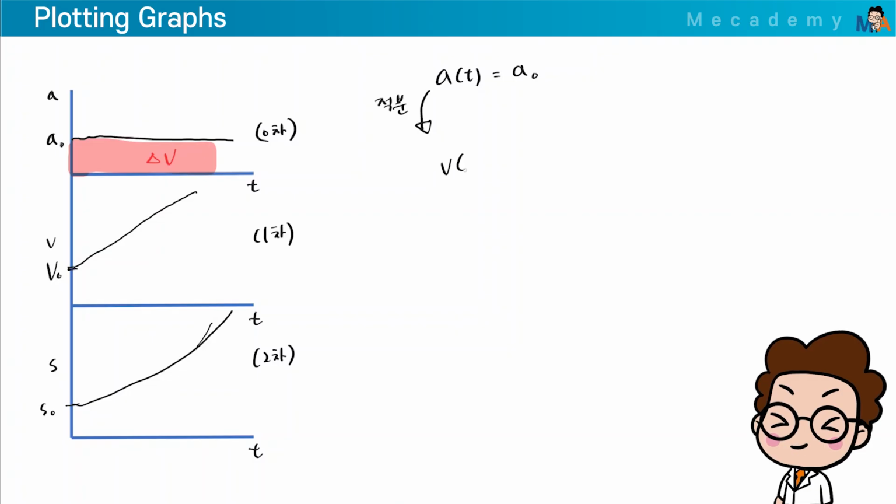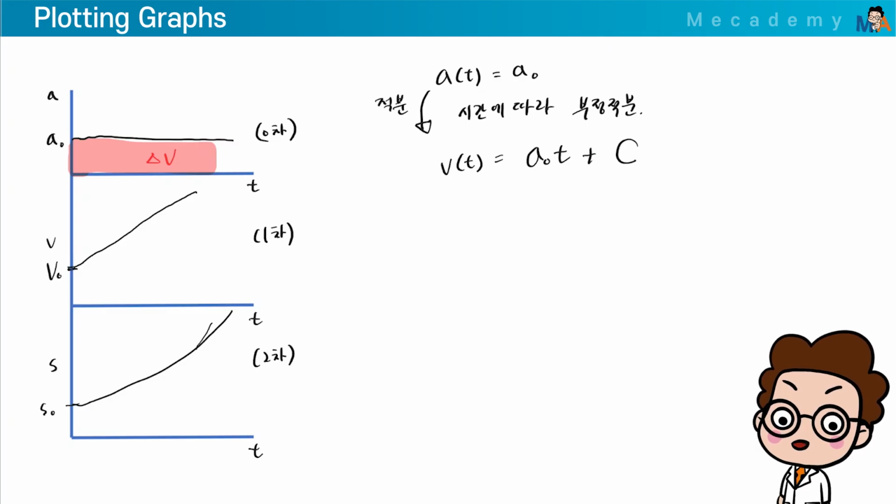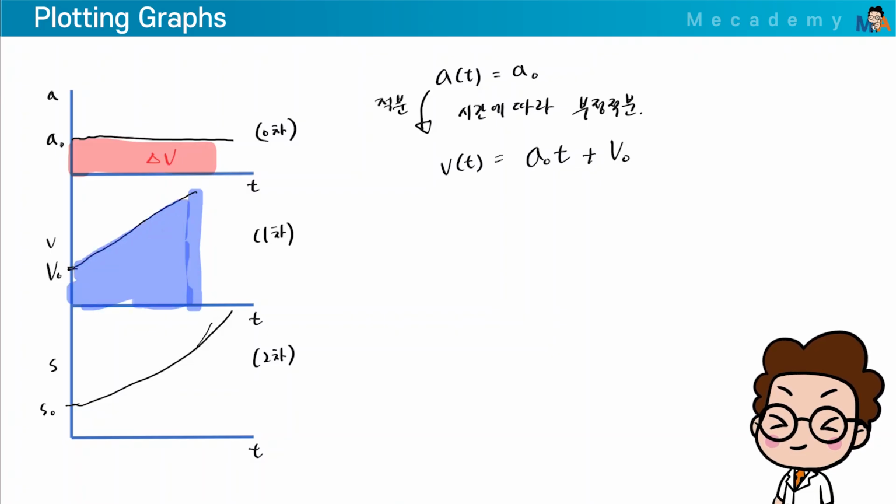Now, to derive the general VT graph formula, we just have to integrate this. We just need to do an indefinite integral. If we integrate a zero over time, we get a0 t plus c. Integrating with respect to time adds a constant. While c is just a constant in math, in physics it's the initial velocity, v0. That's v0. Next, the area under the VT graph is the displacement, s. More precisely, the change in position, delta s.